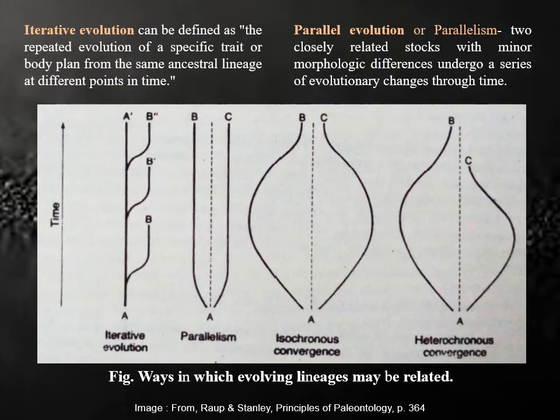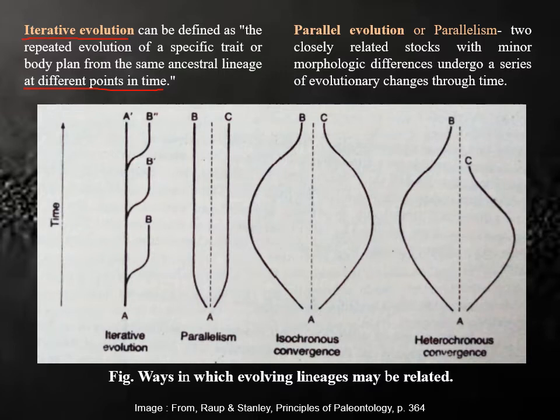Now there are different ways of evolutionary convergence. One famous one is known as iterative evolution, which is defined as the repeated evolution of a specific trait, that means a specific character or body plan, from the same ancestral lineage at different points in time. Here you can see that the organism A may be at any taxonomic level, a species, a genus, any taxonomic rank.